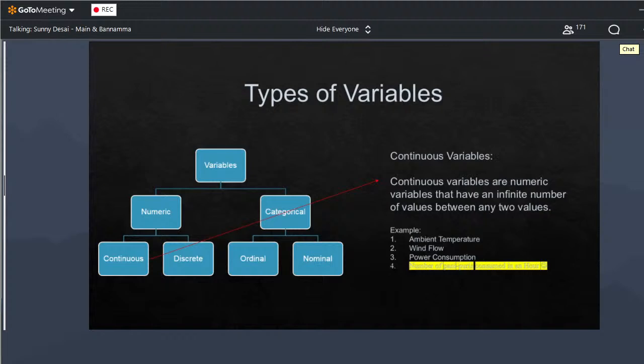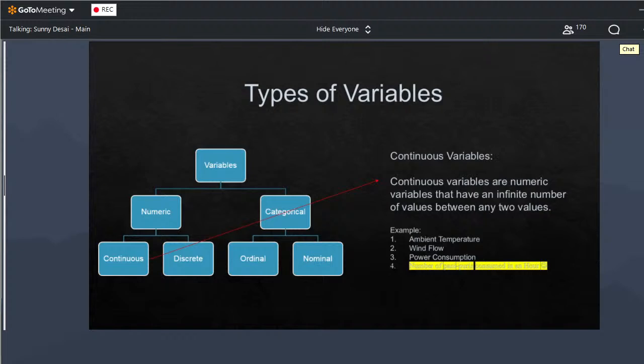So a continuous variable can be numeric, or the variable can also be date and time. Because you understand that your date and time keeps on moving and it can have an infinite number of values. For example, we start with day. From day we come to hour. From hour we come to minute. From minute we come to seconds. From seconds we come to milliseconds. Milliseconds to micro, and micro to nano. So it can have an infinite number of values between 1 second and 2 seconds, or 1 minute and 2 minutes.